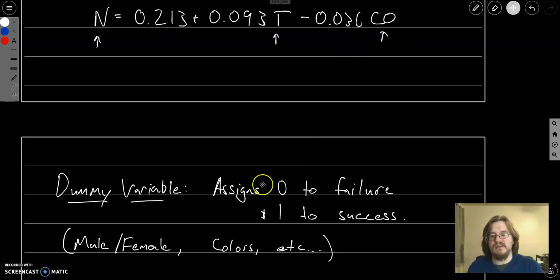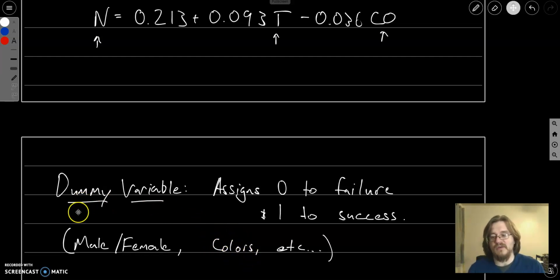But maybe we want to see how, say, the difference in height between being male and being female. So there isn't a way to sort of measure and assign a number to being male or being female, or say like resale value of cars. And we want to take into account whether the car is, let's say, white or not white.